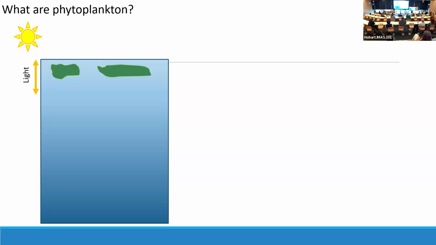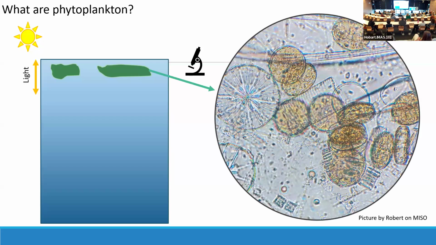When you put them under the microscope, they look really beautiful. This is a picture that was taken by Robert on the MISO voyage. It's mostly diatoms, which are a specific group of phytoplankton that's very important in the Southern Ocean, and they have this outer silicate shell, and they come in all sorts of different shapes and colors. Yeah, looking very beautiful.